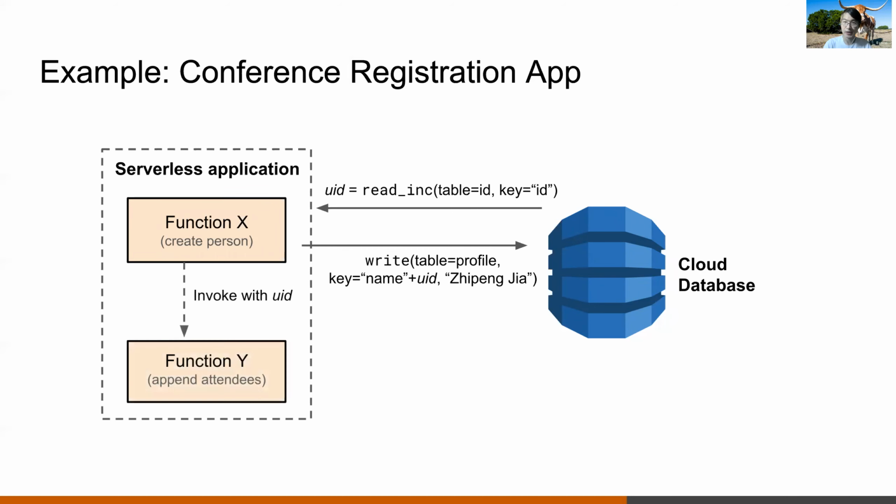The function X invokes another function Y, which is responsible for adding my user ID to the attendance list of the conference. Function Y is invoked with the user ID, and it makes an append list update to the conference table in the database. However, failures can happen in different places.